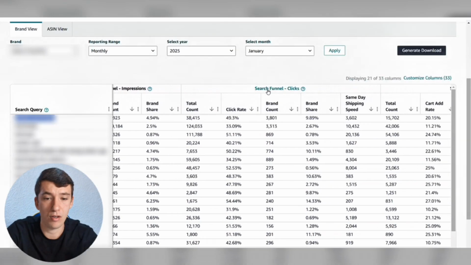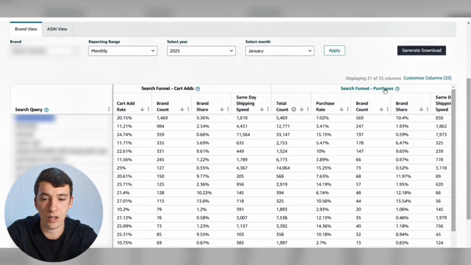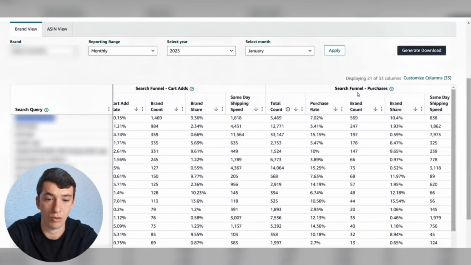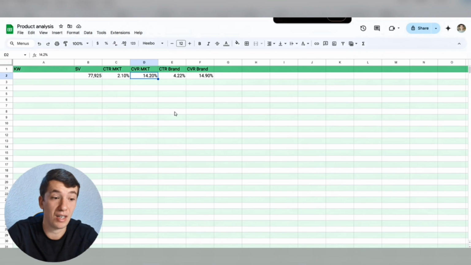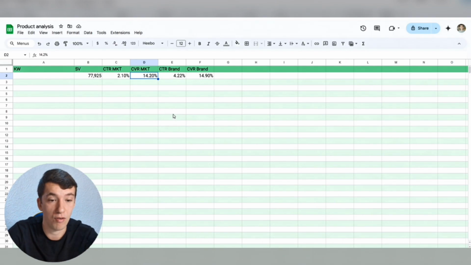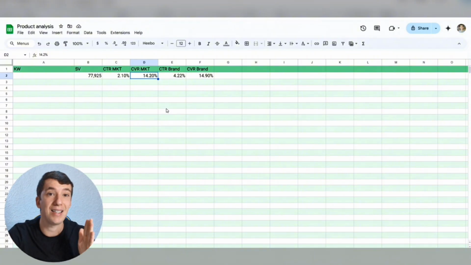So after we did the click rate, we can do the conversion rate. So we have here the search funnel clicks, and we also have here the purchases. So we can actually take the purchases the same as we did, the total count divided by the total count of the clicks, then the brand count divided by the brand count of the clicks. And then we can see a better picture of the specific keyword. So actually we can see the search volume, the click market, the conversion market and our own brand. And here, for example, we can see that our click-through rate is double the market click-through rate, which means that we actually have a very good click-through rate.